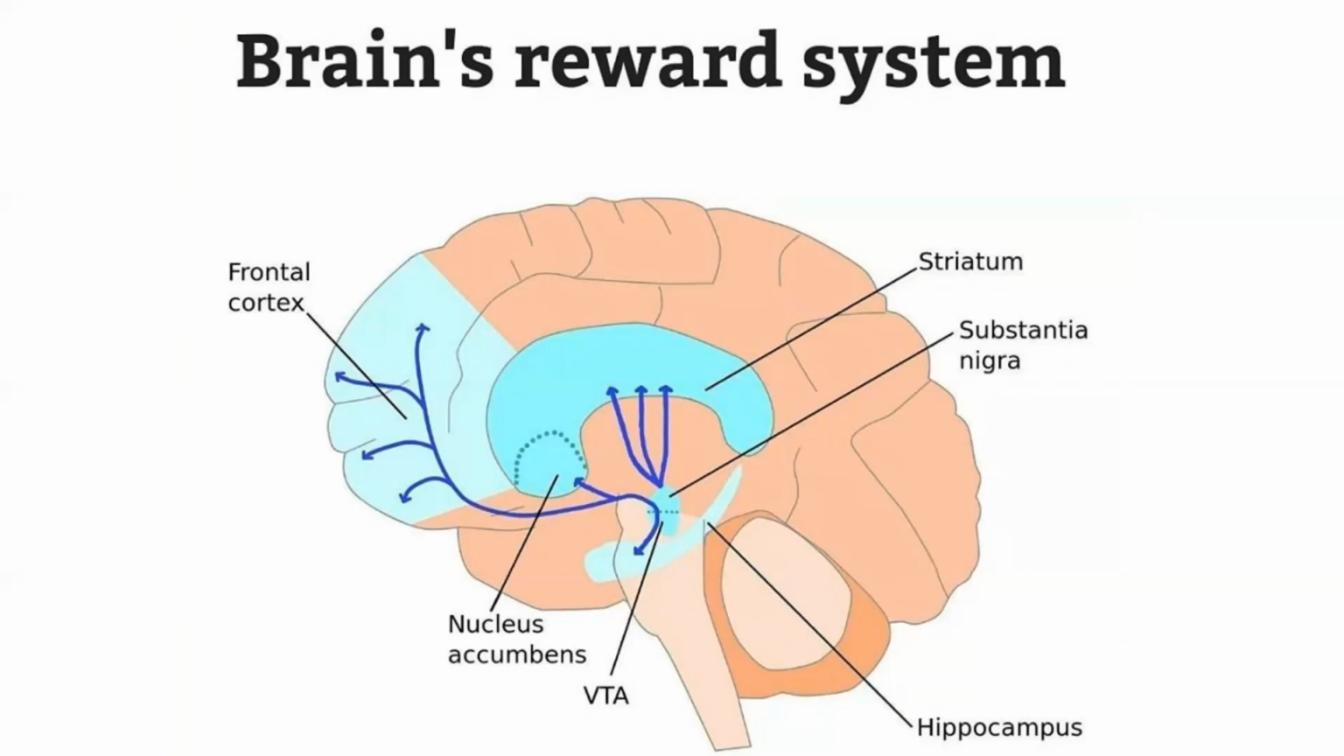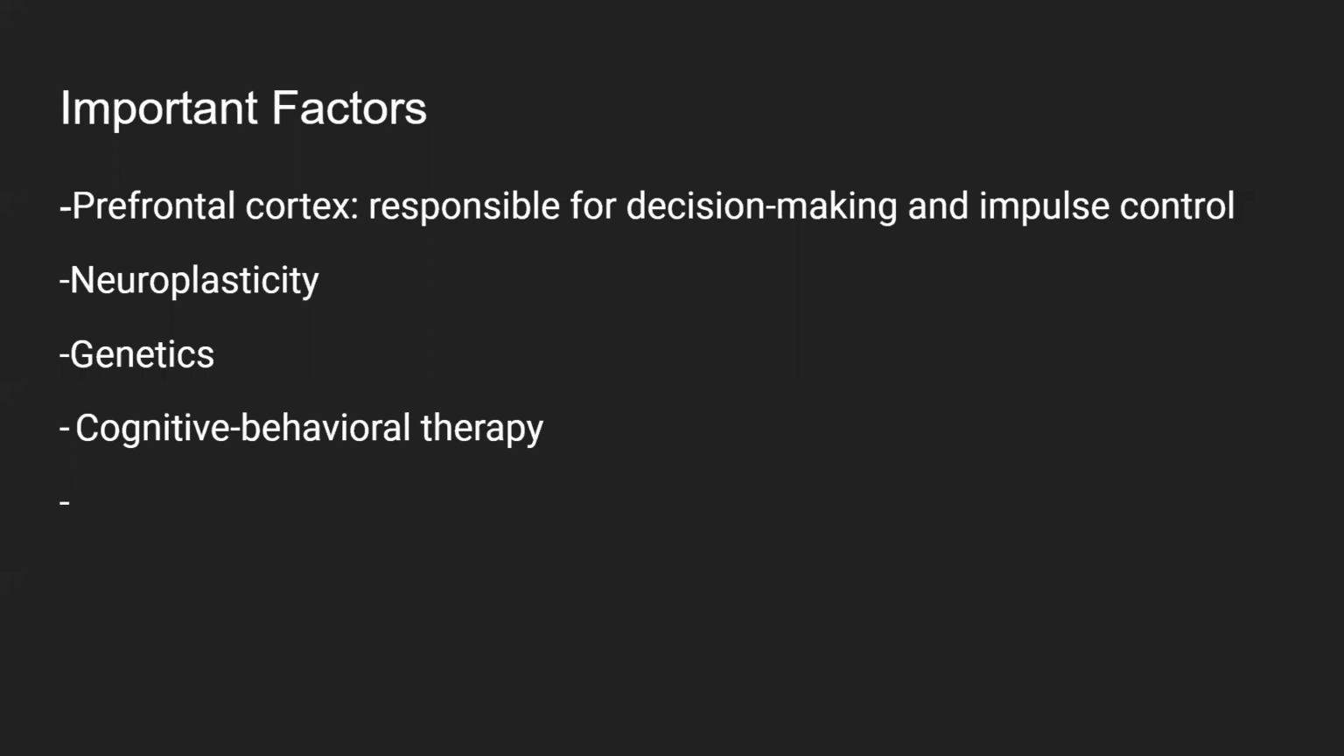Another significant factor is the role of the prefrontal cortex, responsible for decision making and impulse control. In individuals with gambling addiction, this region may exhibit abnormalities affecting their ability to weigh the long term consequences of their actions. The impulsivity associated with gambling addiction can be linked to disruption in these cognitive functions.